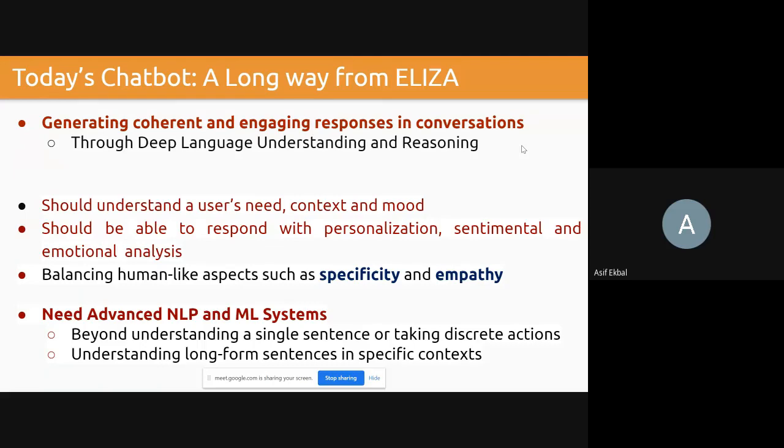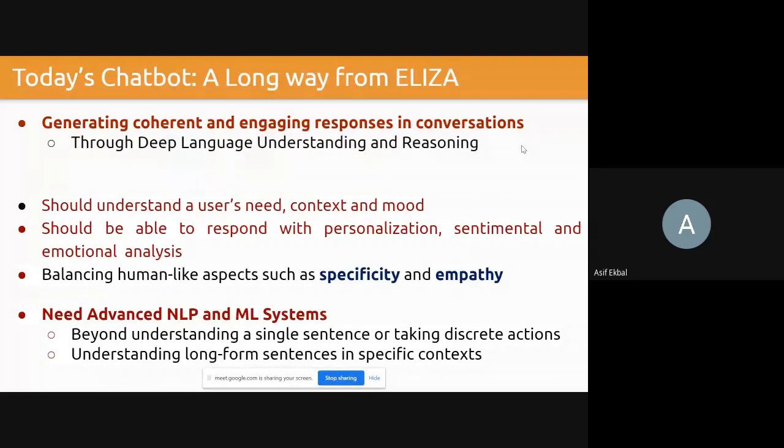Similarly, personalization is another important aspect. What do you mean by personalization? For example, if you have multiple friends, many friends, and you know that one friend is very sporty, a sports lover, then when you talk to that person, you talk about cricket, tennis, football, a lot of sports.